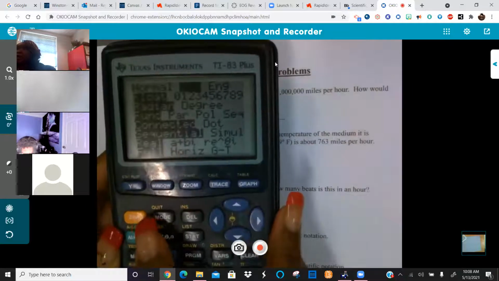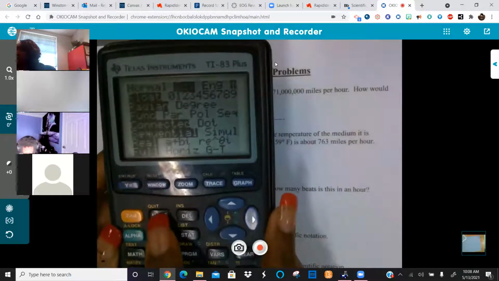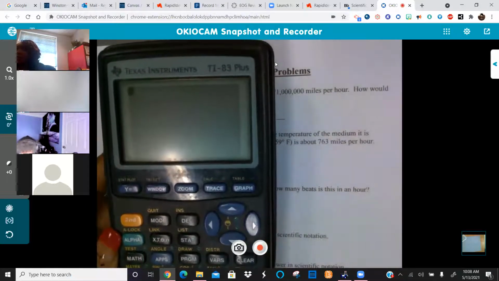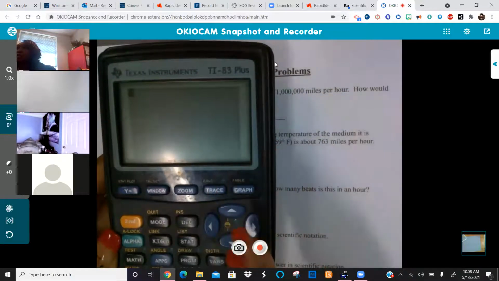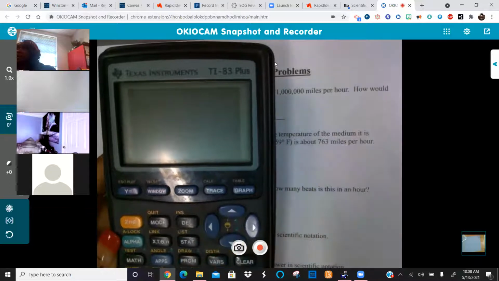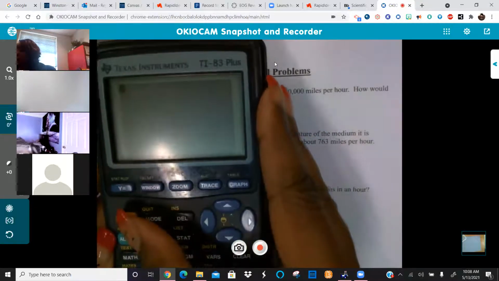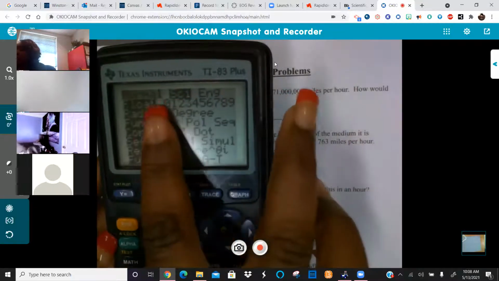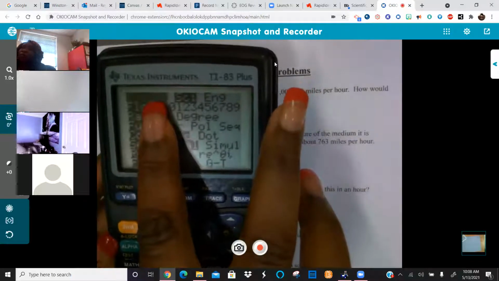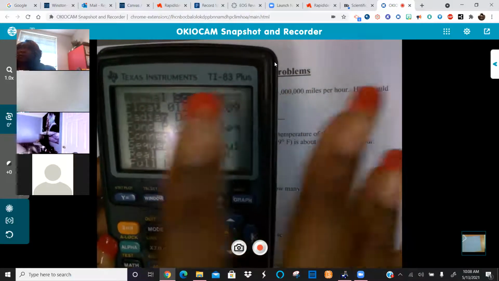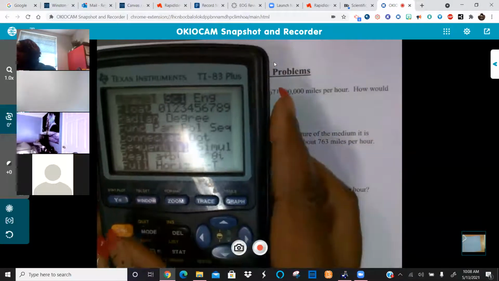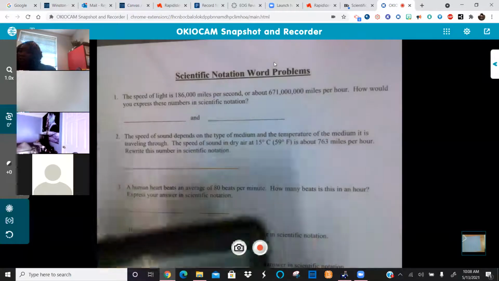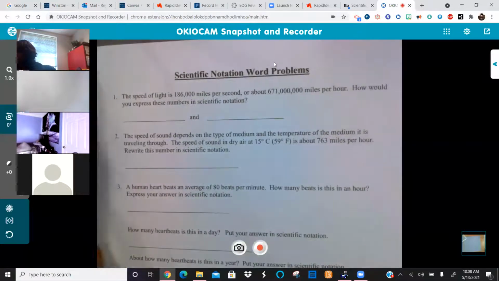Go back to the main screen by pressing second mode. That takes you back to the main screen. So now everything that you type in is going to be written in scientific notation. Once you're finished with scientific notation, you need to go back to mode and put it back on normal by pressing enter on normal. Because if not, it's going to keep giving you your answers in scientific notation. So I want to keep it in scientific notation because I'm going to be doing scientific notation word problems.